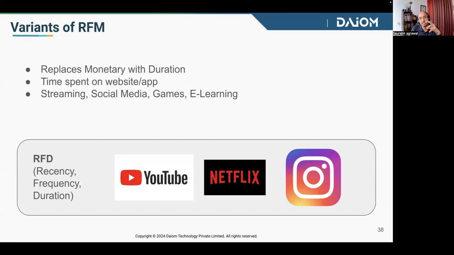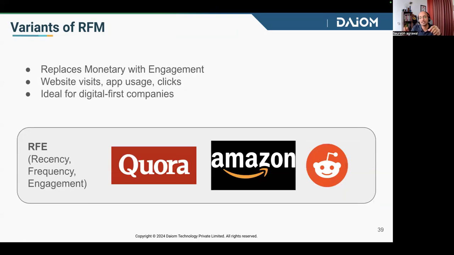Same goes for gaming. And then there is recency, frequency, engagement. Engagement is when you go and check Quora, Reddit, all information-based apps are built around it. And Amazon also works a bit like that: sometimes you go to Amazon Prime, sometimes to Mini, sometimes to Prime Video.